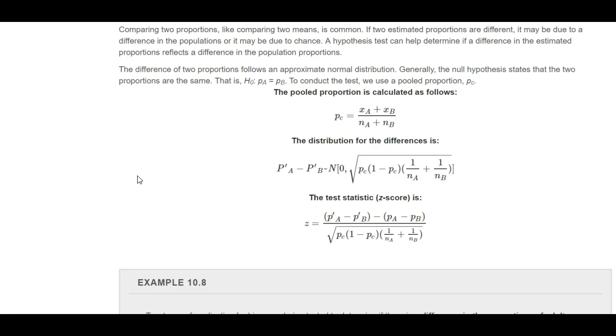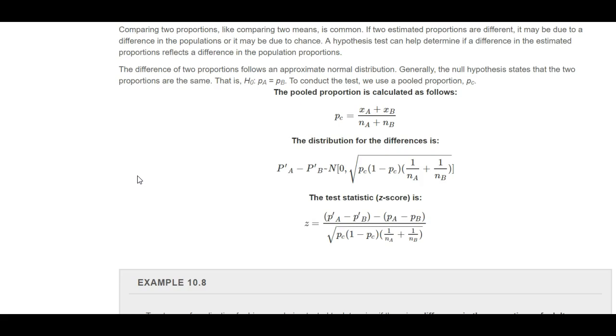Now, our distribution for the differences is our thought process that the probability of something happening in A minus the probability of something happening in B. We're going to assume the difference is 0, and then our standard deviation for the difference is this big equation of PC times 1 minus PC. That's just the probability. Think of it as P and Q. 1 minus P is Q. In this case, the C just represents that it's a pooled proportion.